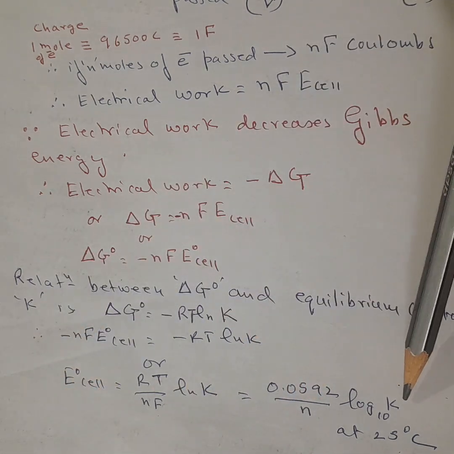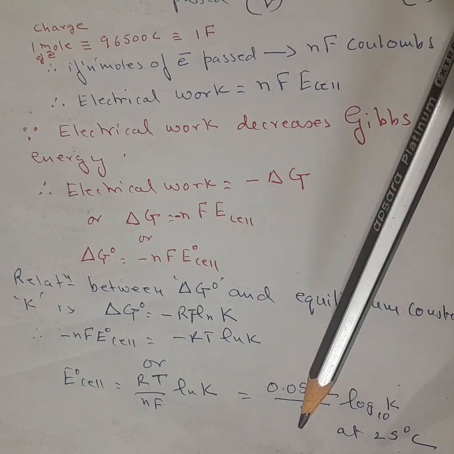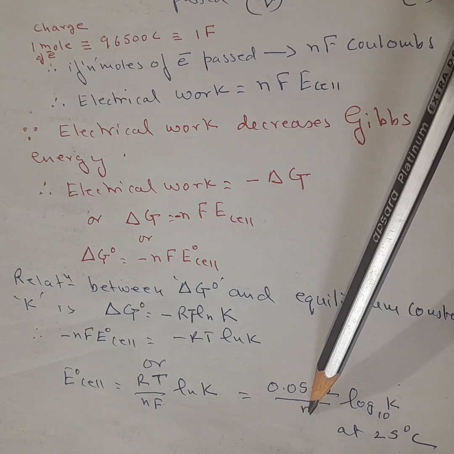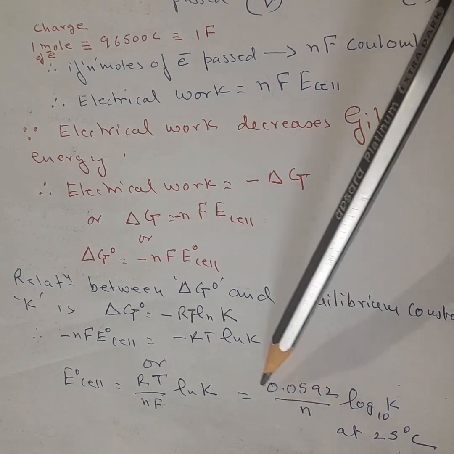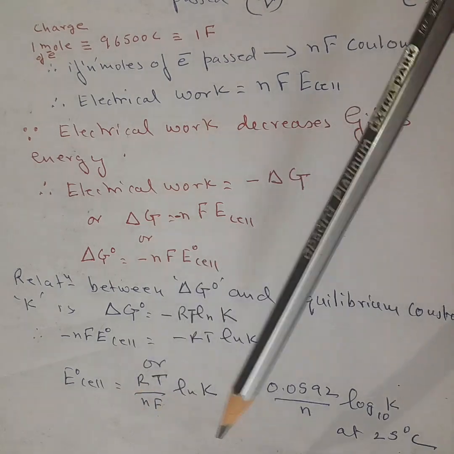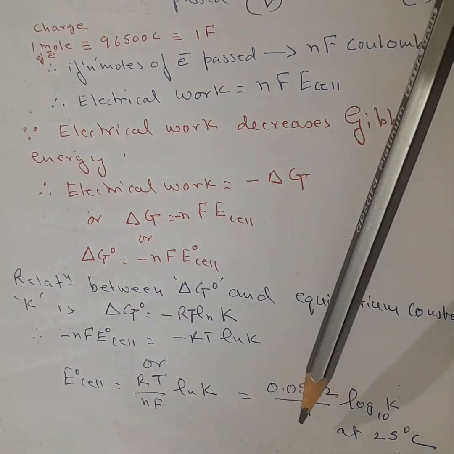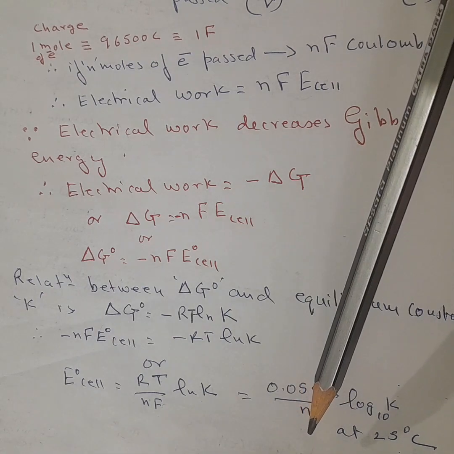So knowing equilibrium constant of a particular reaction, also knowing number of electrons involved in redox reaction, we can find E0 of cell. Yet another methodology to find value for E0 cell. So understand it, it would be applicable for numericals.